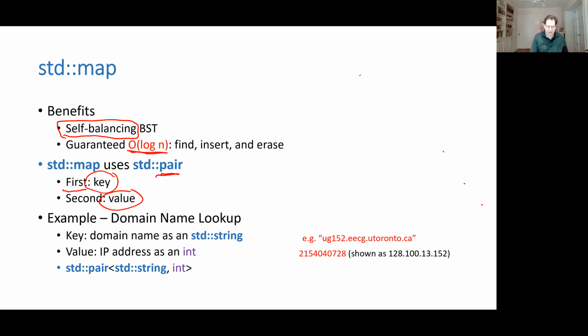So, and every node in the binary search tree, so I drew out what was the binary search tree. This node has two things in it. It has the key and it has the value. And they're in a pair. Okay, so that is what is at every node.